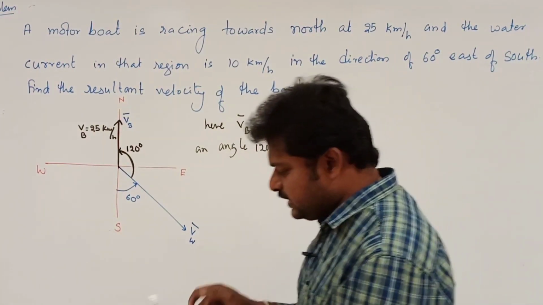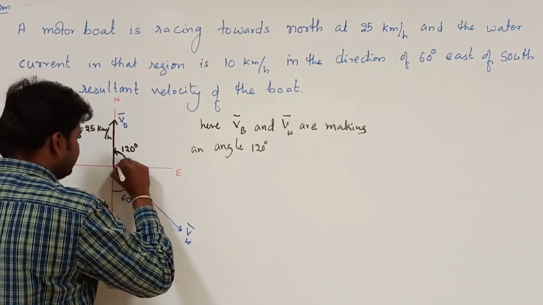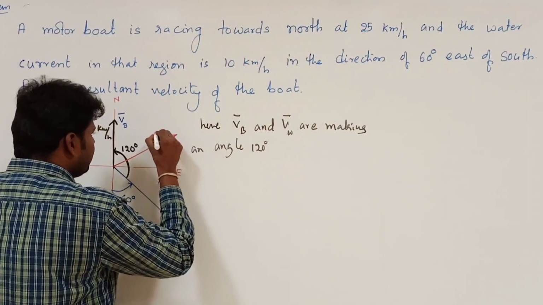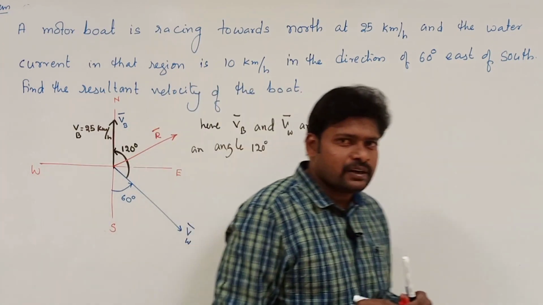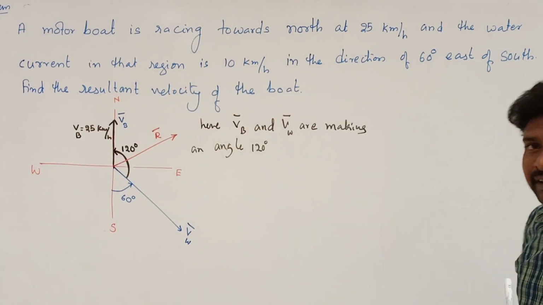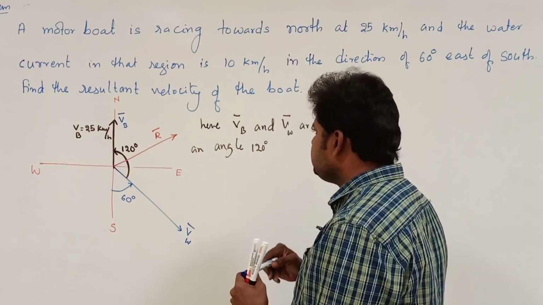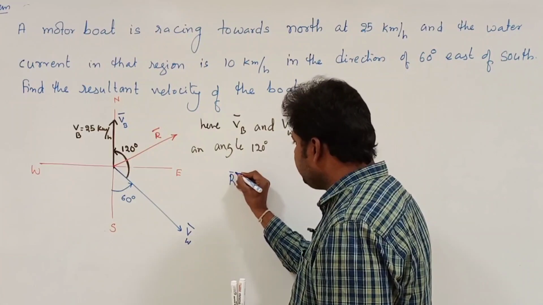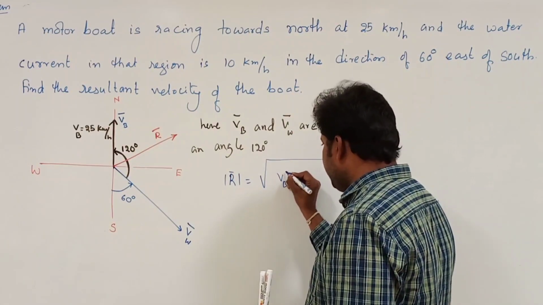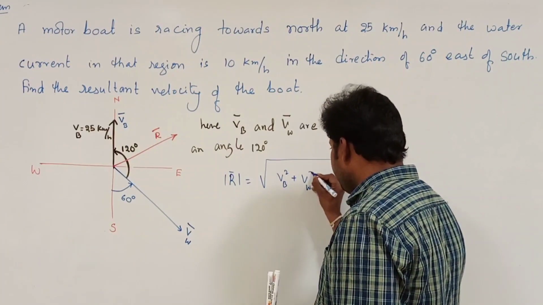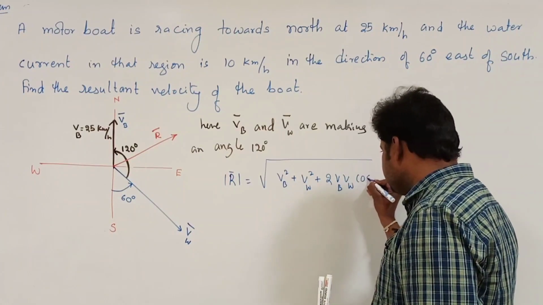Now, how do you write the resultant of the vectors? According to the parallelogram law of vectors, this is the resultant vector R. Because the two vectors start from the same point, the resultant vector should also be drawn from the same point where they started. So, how to write it? The magnitude of the resultant vector is equal to the square root of VB square plus VW square plus 2 VB VW cos theta.